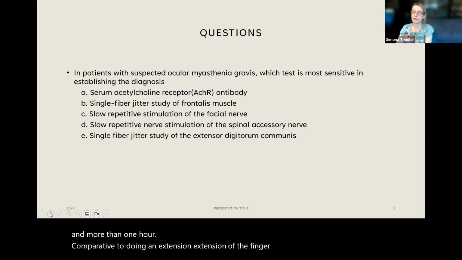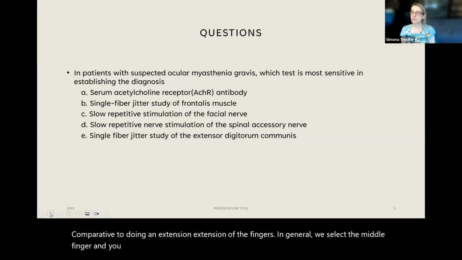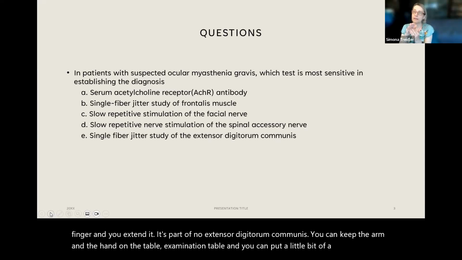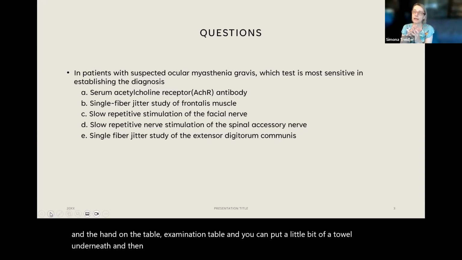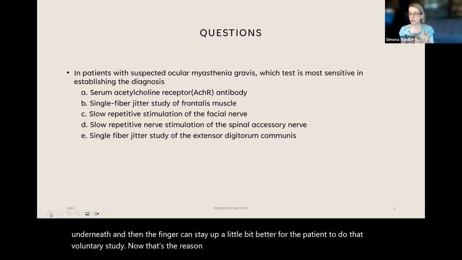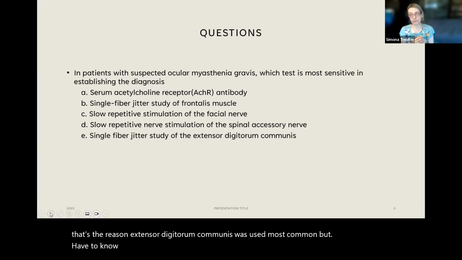In general, we select the middle finger and you extend it. It's part of extensor digitorum communis. You can keep the arm and the hand on the examination table, and you can put a little bit of a towel underneath, and then the finger can stay up a little bit better for the patient to do that voluntary study, no? That's the reason extensor digitorum communis was used most commonly. But you have to know that most of the time, the proximal muscles are affected more than the distal.